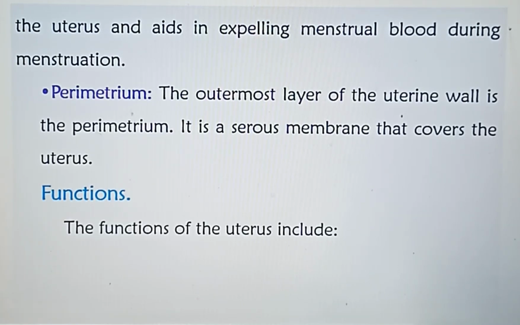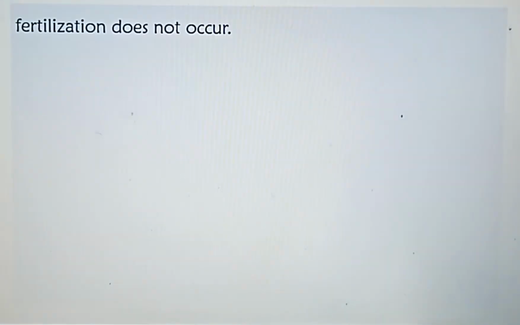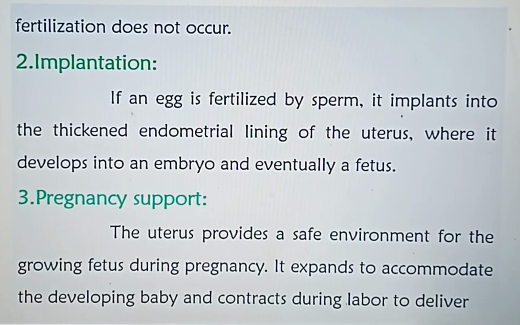Function. The functions of the uterus include menstruation. The uterus sheds its lining, known as the endometrium, during menstruation. This process occurs if fertilization does not occur. Implantation. If an egg is fertilized by sperm, it implants into the thickened endometrial lining of the uterus, where it develops into an embryo and eventually a fetus.